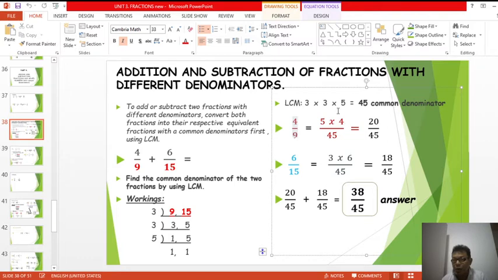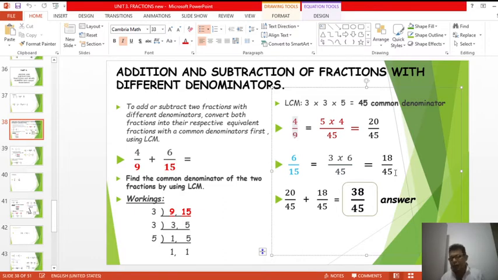So that is now your new fraction. So we have here the equivalent fraction for 4 over 9: 5 times 4 is 20 over 45. So this is now your equivalent fraction for this 4 over 9. Then let's continue with the other fraction, 6 over 15. The same thing you've got to do. 45 divided by 15 is 3, times 6, this 6 here. 3 times 6, so that will be 18 over 45.